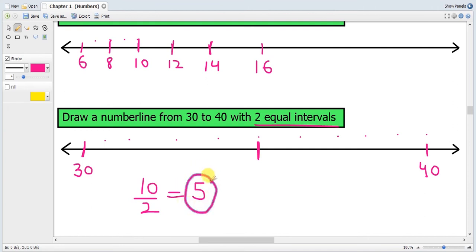Okay, now, in this case, my starting point is 30. So add 5 to 30. So what number will you get? So now we have to take how many dots? We have to take 5 dots. So start counting after 30 and we have to consider these 5 dots. So 31, 32, 33, 34, and 35.